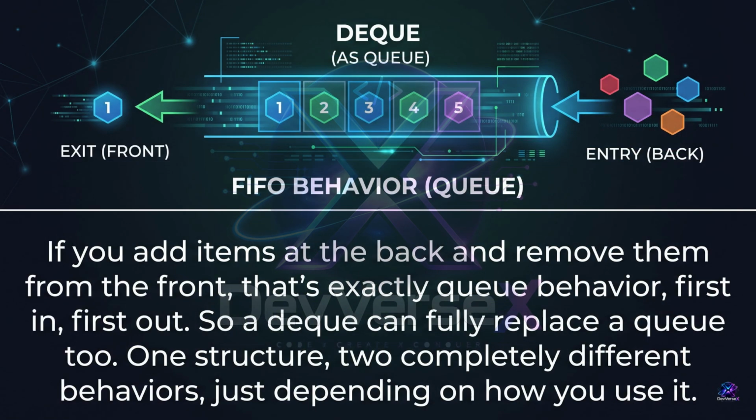If you add items at the back and remove them from the front, that's exactly queue behavior. First in, first out. So a deque can fully replace a queue too. One structure, two completely different behaviors, just depending on how you use it.